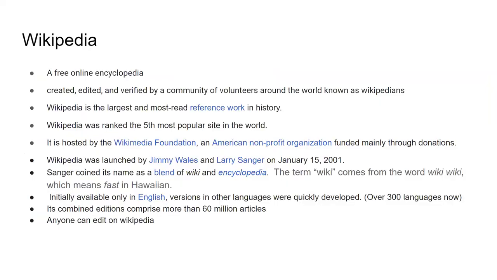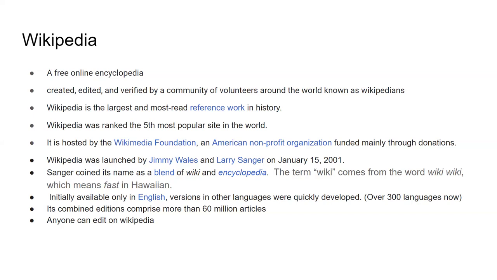So I think our next session will be on Wikipedia, but this is just a gist about Wikipedia. It's a free online encyclopedia. It is created, edited, and verified by a community of volunteers around the world known as Wikipedians. So all of us are Wikipedians, proud Wikipedians at that. And it is also the largest and most read reference work in history.